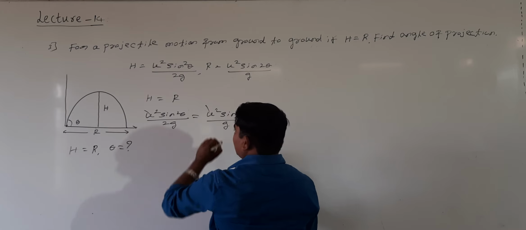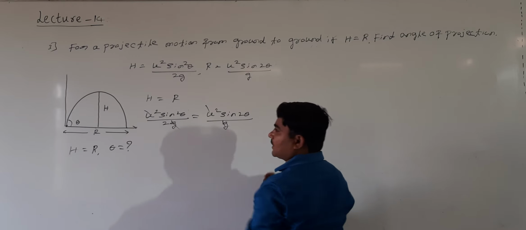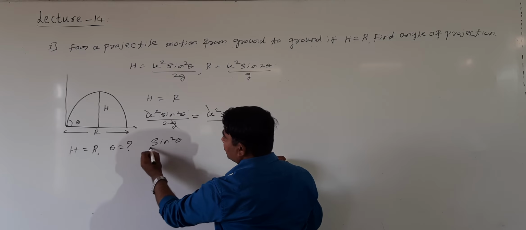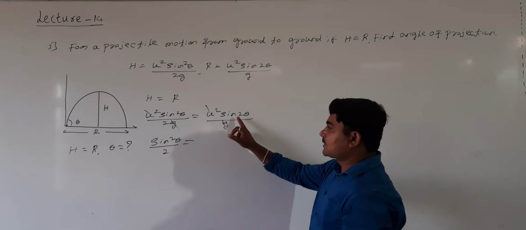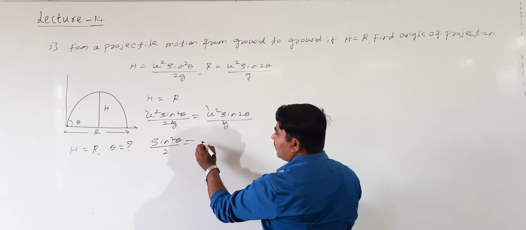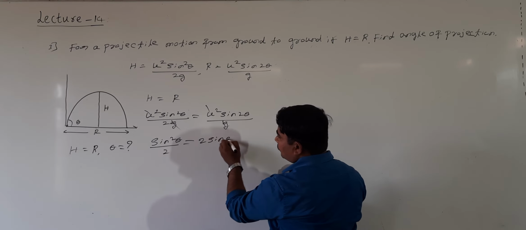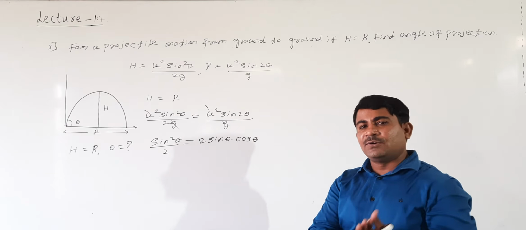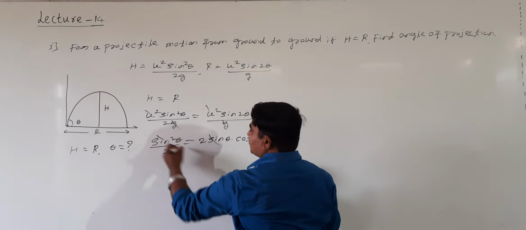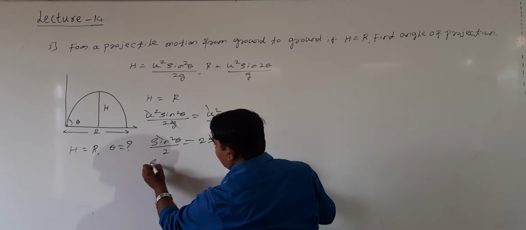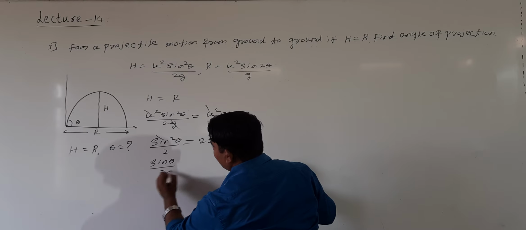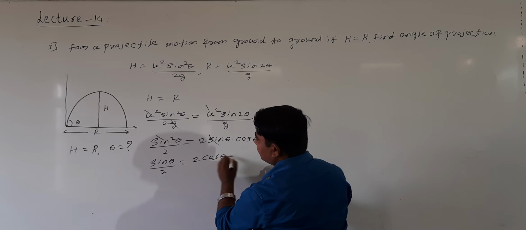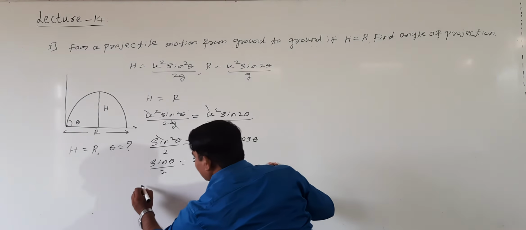Here u square gets cancelled and g gets cancelled. Are you following me? What is remaining? Sin square theta whole divided by 2, sin 2 theta. How about sin 2 theta? Sin 2 theta is equal to 2 sin theta cos theta. One sin theta gets cancelled. Then again what is remaining? Sin theta divided by 2 equal to, what is remaining then? 2 cos theta, right?